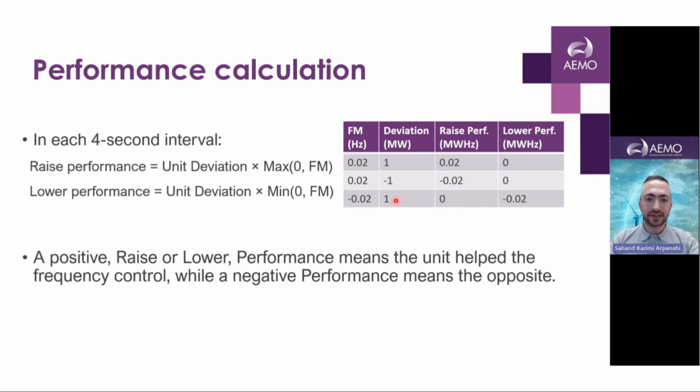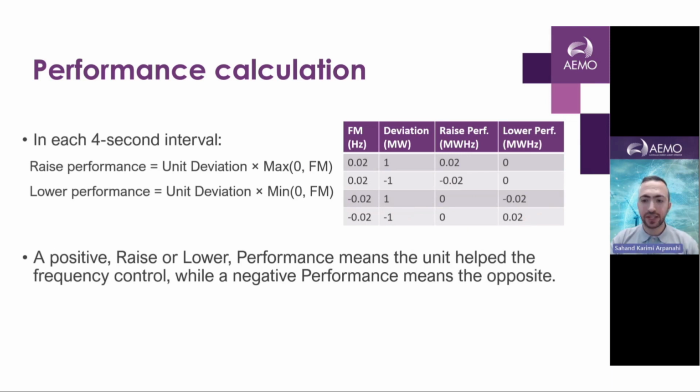In the third case, frequency measure is negative, so raise performance is 0. However, lower performance would be non-zero. Because the deviation is positive, the lower performance would be negative. In the fourth case, the frequency measure is negative, so raise performance would be 0. And because deviation is negative, lower performance would be positive.